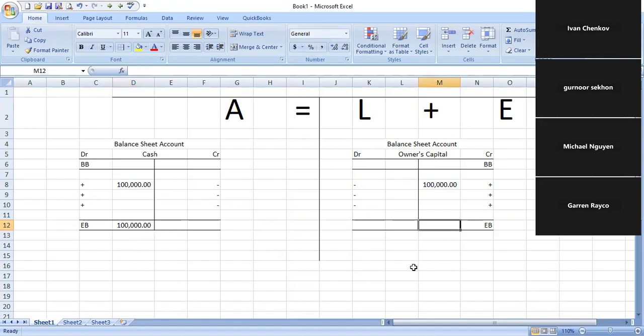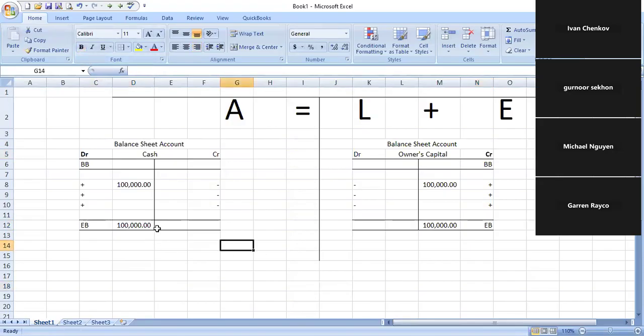And what will be my ending balance for the owner's capital? Same thing, $100,000. What will be the difference? The difference will be the asset ending balance is going to be debit, and the liability ending balance is going to be on the opposite side, credit.